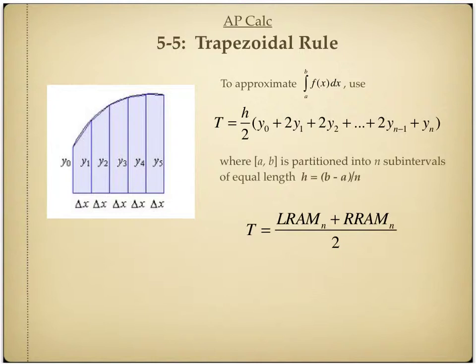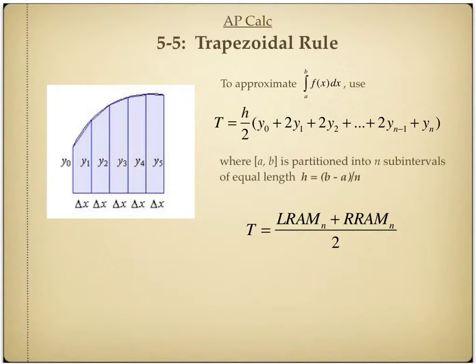We have trapezoids. So as you can see by this picture here, what we're going to try to do is make little trapezoids that would follow the curve. Now again, it's not going to be a perfect fit because the curves that we look at are not going to be perfect, but in theory anyway, this should be a better approximation.